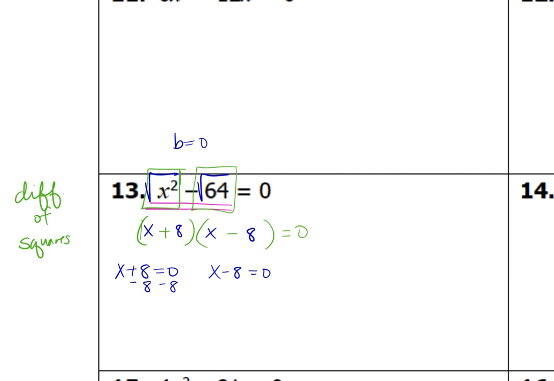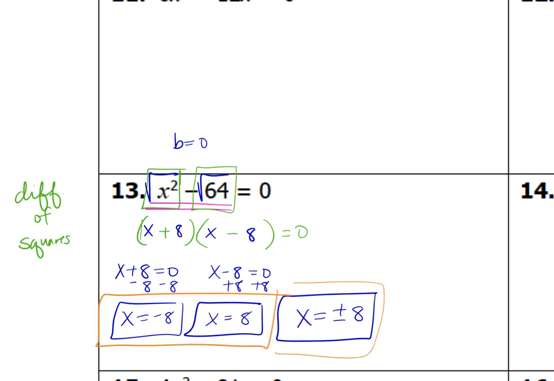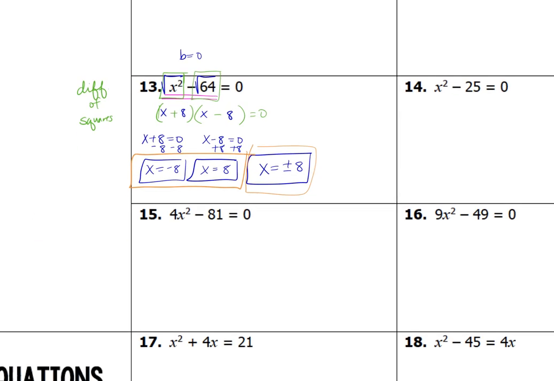But we're just going to take away 8 here. So x equals -8. And we're going to add 8 here. So x equals positive 8. When your two answers are a positive and a negative, you're also allowed to write it like this, plus or minus, positive or negative 8. Okay, so you may write this as your answer, or you may write this as your answer. Okay, last thing.